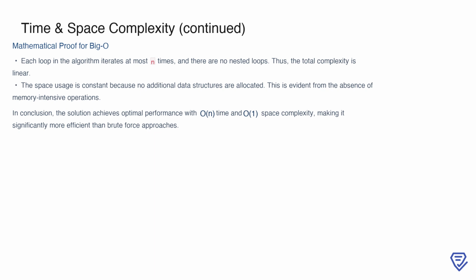To solidify our understanding, let's consider a mathematical proof of the big O complexity. Each loop in the algorithm runs independently and iterates at most n times. Since there are no nested loops, the operations combine linearly, resulting in an overall time complexity of O(n). On the space front, the solution avoids using additional data structures, relying only on a fixed number of variables for computation. This ensures that space usage remains constant, or O(1). In conclusion, the algorithm is optimized for performance, achieving O(n) time and O(1) space complexity. This makes it a significant improvement over brute force methods, providing both speed and efficiency in solving the problem.